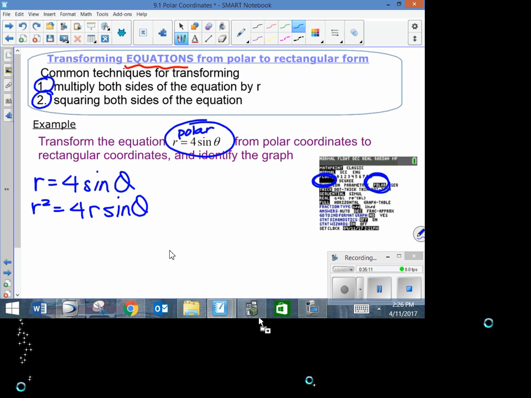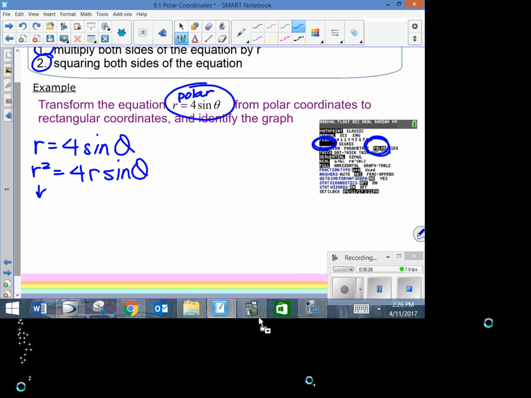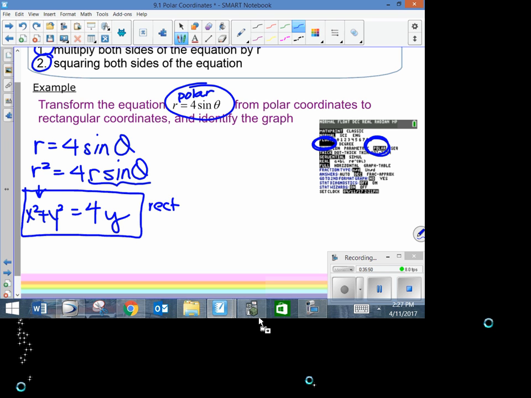Now, if you know your toolbox polar stuff, that really looks pretty good, because what is r squared equal to in terms of rectangular x and y? X squared plus y squared. And what does this look like in your toolbox? That is not x, but you're close. That's y. And now you have x's and y's. You have a rectangular equation.